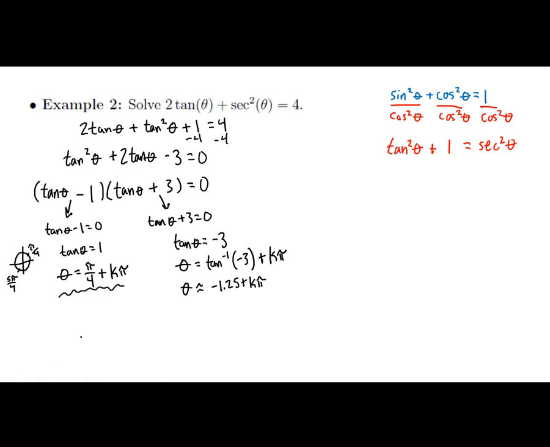So putting all this together, we say theta equals pi/4 plus k pi, or theta is approximately -1.25 plus k pi. And of course, where k is any integer.